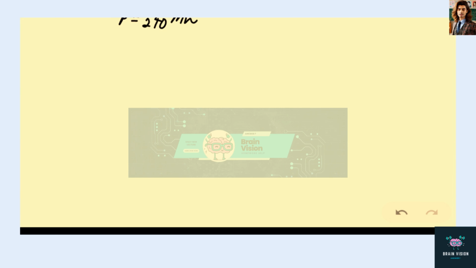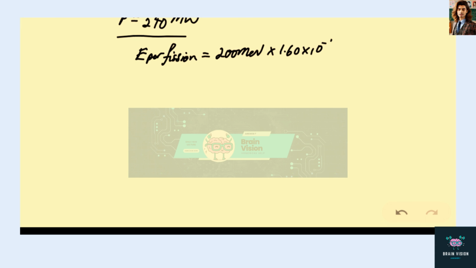For this question, we're given that we have a reactor that is producing power of 240 megawatts. We want to find how many fissions are actually occurring per second to obtain this level of power. So the energy per fission is given to be 200 MeV. But since we are dealing with megawatts, which is in terms of joules per second, we have to convert this into joules by multiplying by 1.6 times 10 to the power minus 13 joules per MeV.